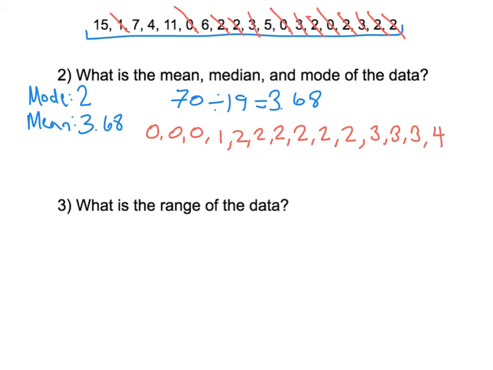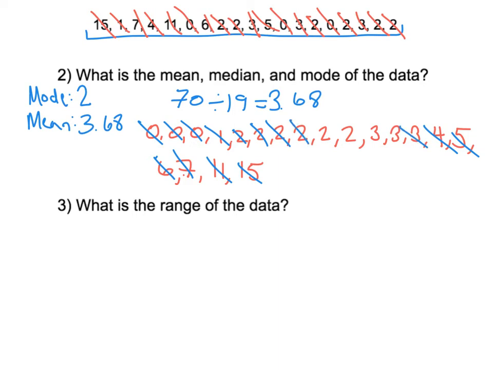I had a 4, a 5, a 6, a 7, an 11, and a 15. And that is all my data points. So now what I can do to find the middle is just start crossing off numbers from the outside and work my way to the inside. And eventually we come upon our middle number, which happens to be 2.